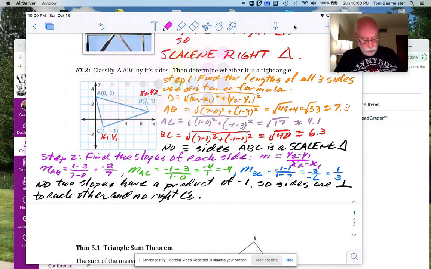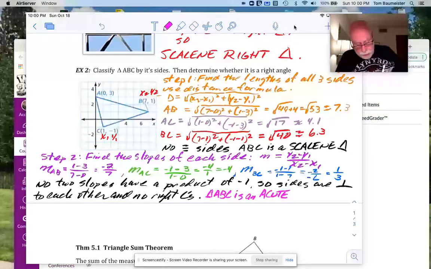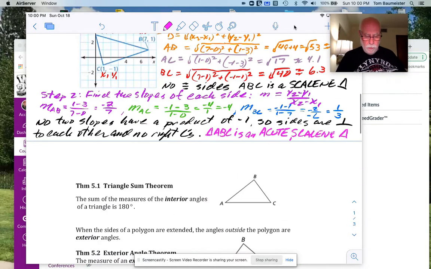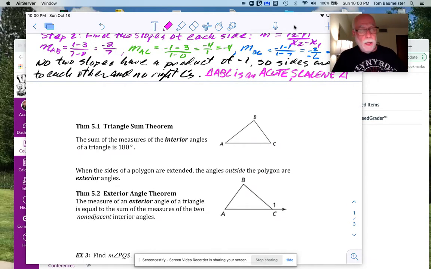So on this here, we would say then that our triangle ABC is an acute, because now we're putting it all together. So it's an acute scalene triangle. And look, I barely had enough room there. All right, so remember, when they're classifying them, you classify by the sides and the angles.